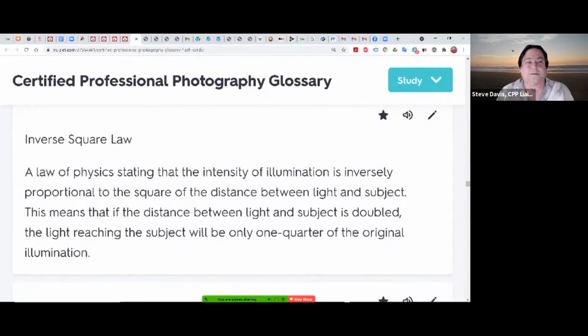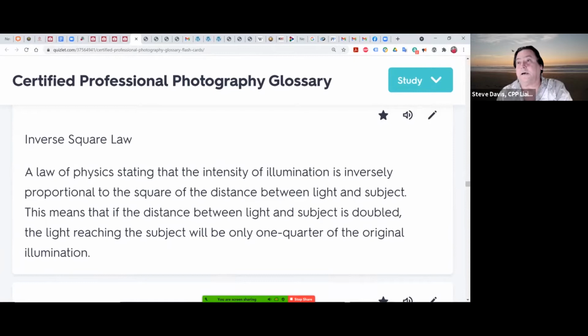Yes. So this is according to the glossary that comes from the Quizlet that was put up there, I think by Julia Boyd, if I'm correct, from the PPA. It's a law of physics stating that the intensity of illumination is inversely proportional to the square of the distance between light and subject. This means that if the distance between light and subject is doubled, light reaching the subject will be only 1/4 of the original illumination. We can use that when we work with equivalent exposure. So when we move our lights away or closer to our subject, for example.